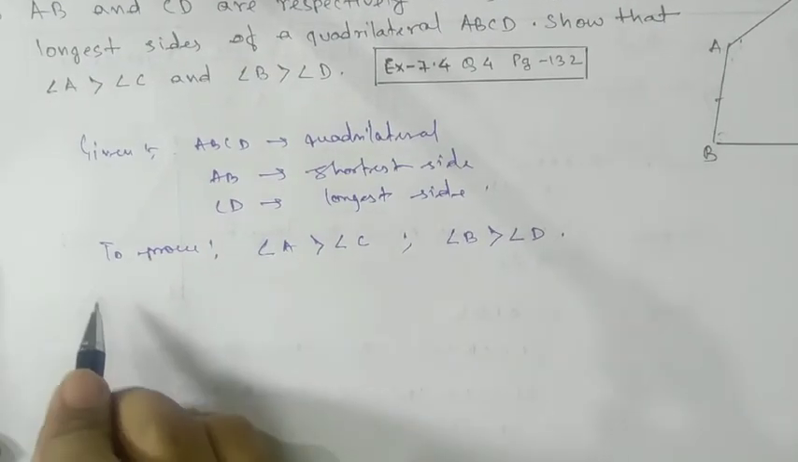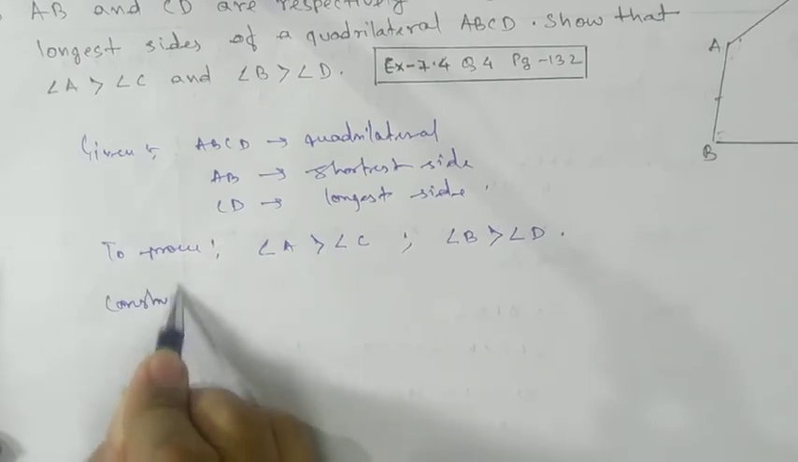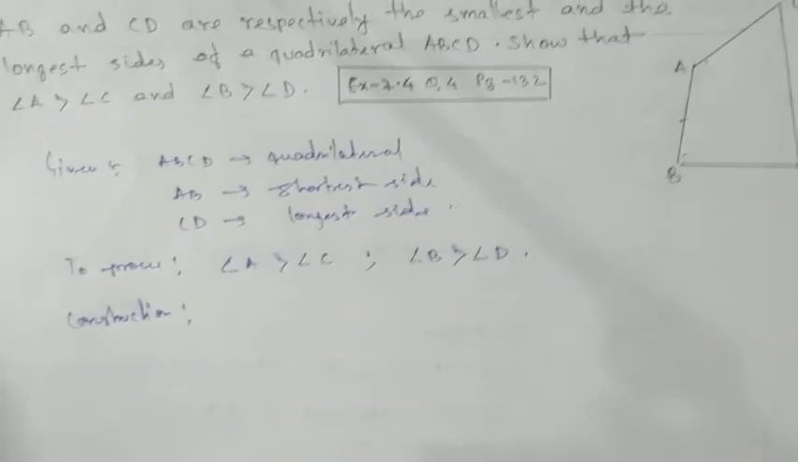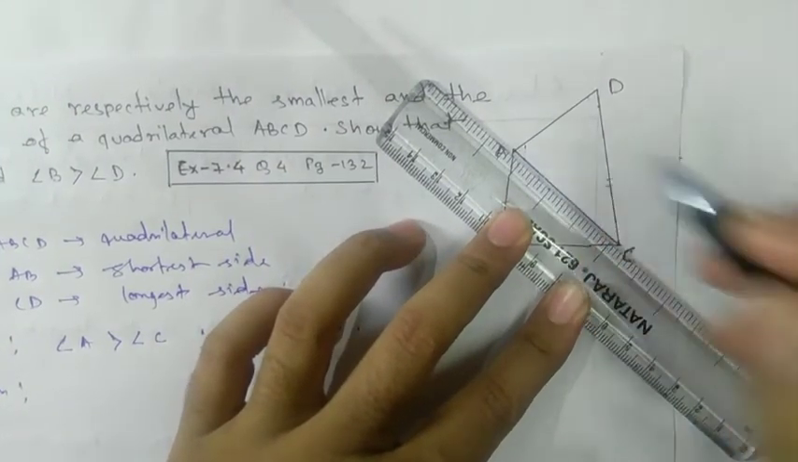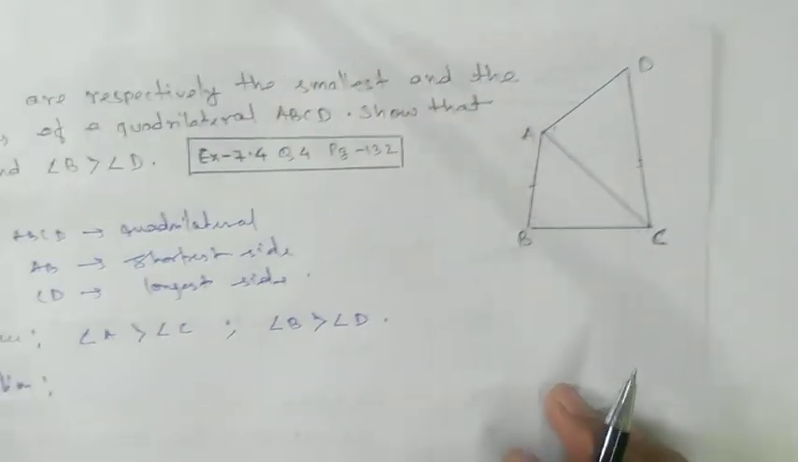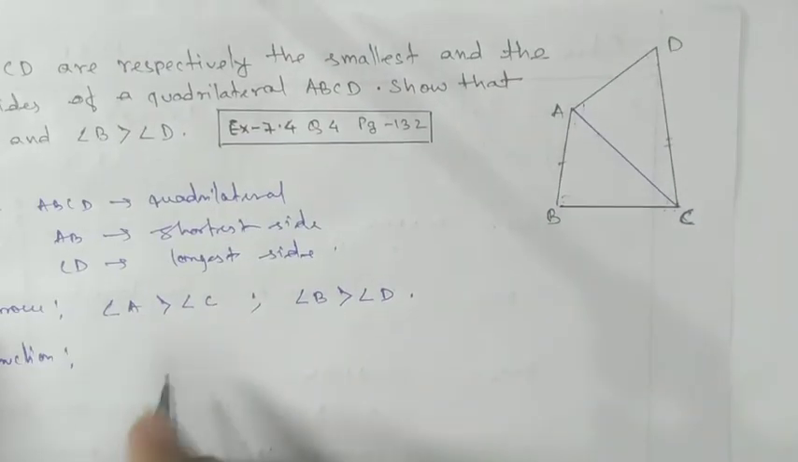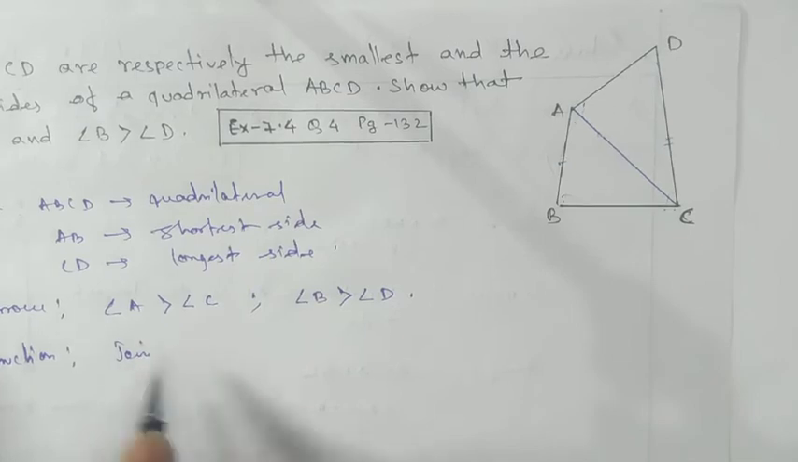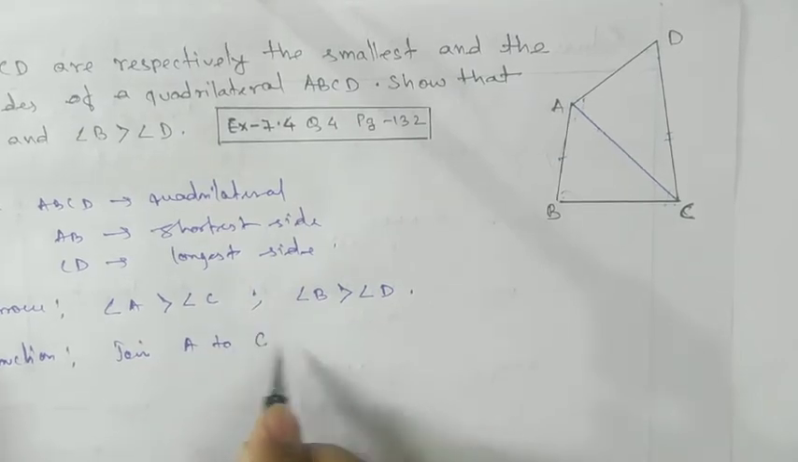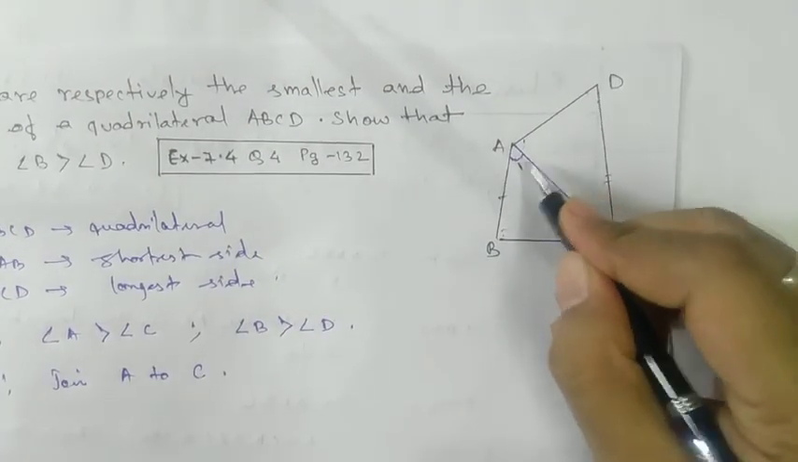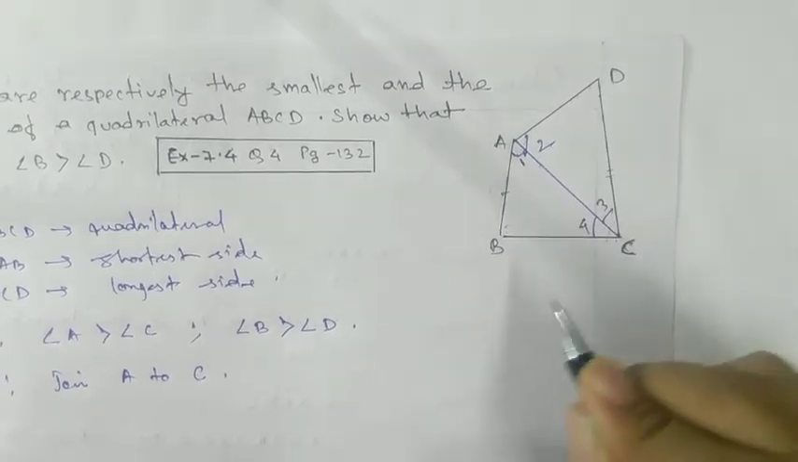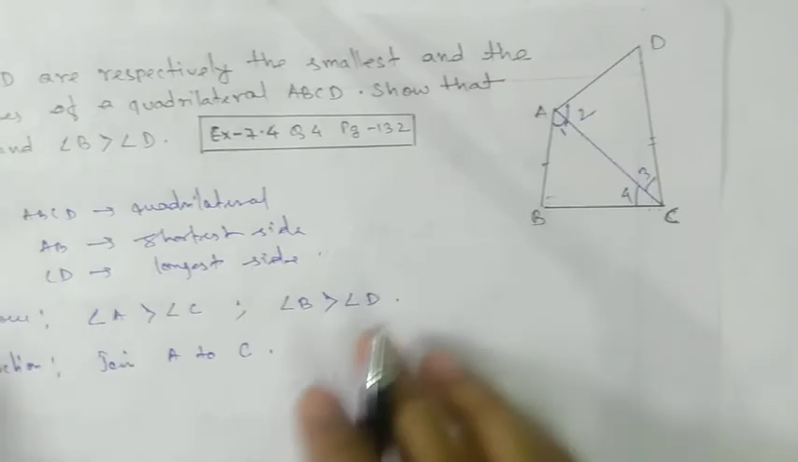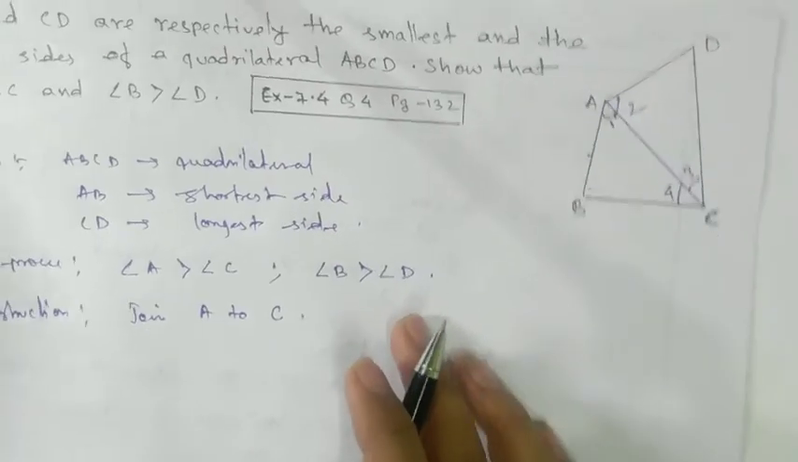Okay, so construction is compulsory here, so we're going to take construction. So join A to C, we'll join here. Join A to C and give names: angle 1, angle 2, angle 3 and angle 4. Okay, so let's proceed.